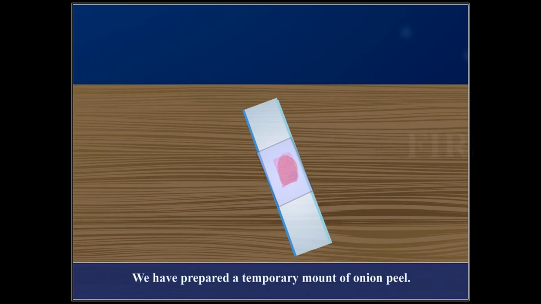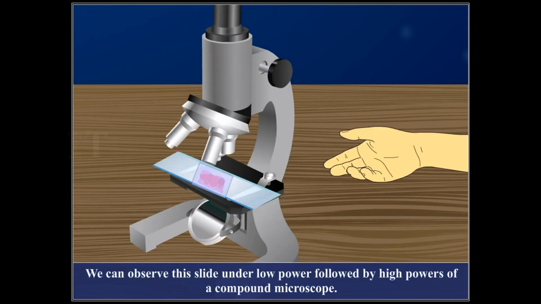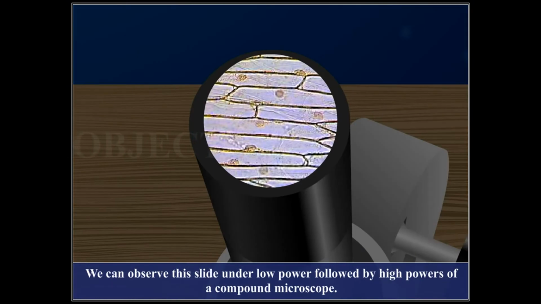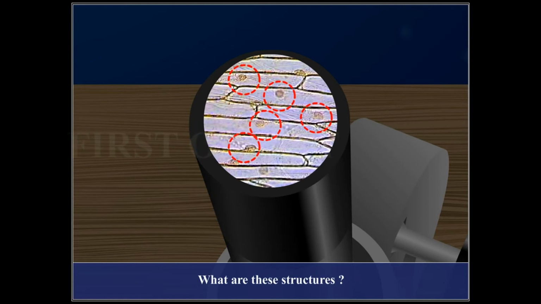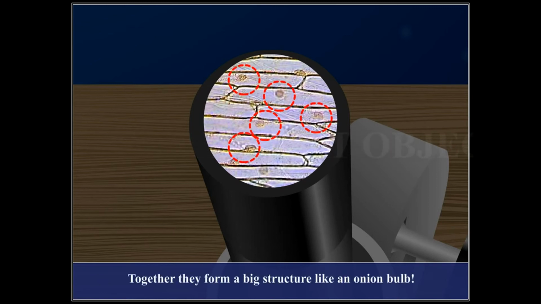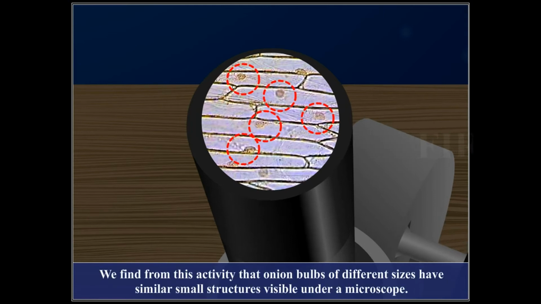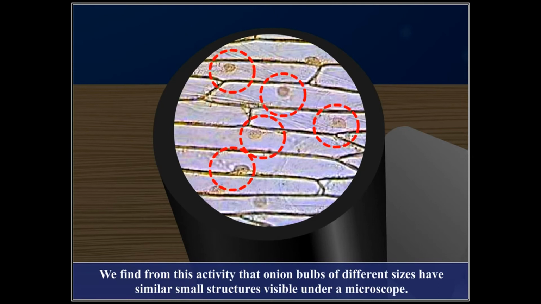We can observe this slide under low power followed by high powers of a compound microscope. What are these structures? These structures look similar to each other. Together, they form a big structure like an onion bulb. We find from the activity that onion bulbs of different sizes have similar small structures visible under a microscope.